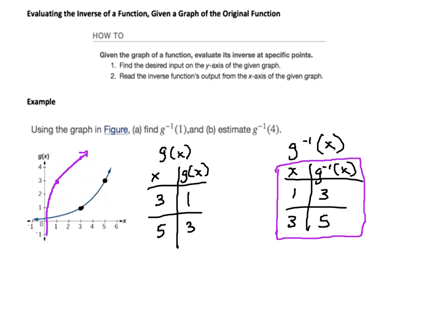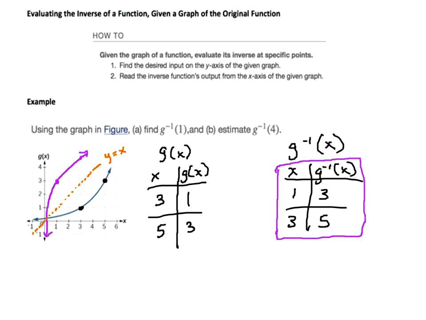They didn't ask you to graph, but I think this is important for you to see. When you graph a function and its inverse, you will always end up with a graph that reflects over the identity line, the line y equals x. It will always reflect over that. That's a characteristic of inverses.